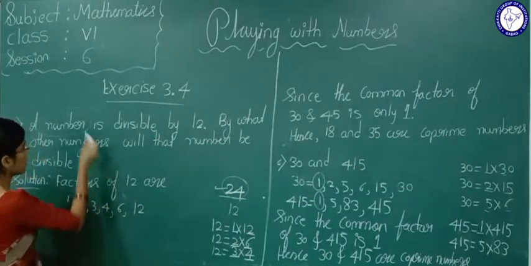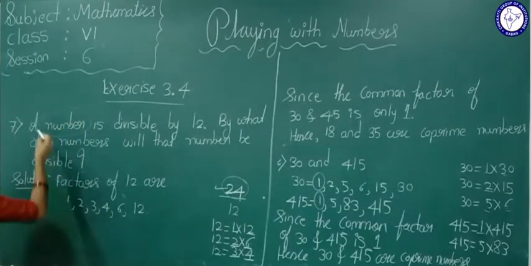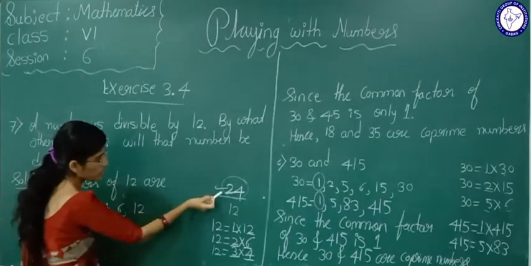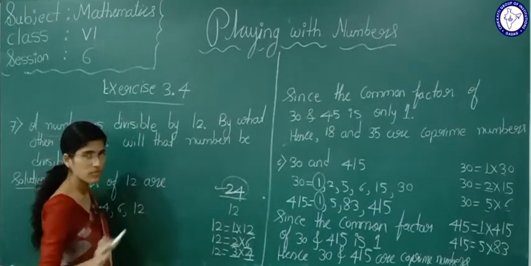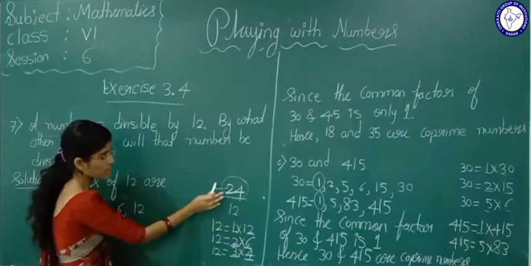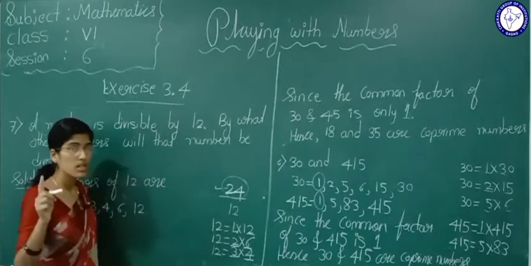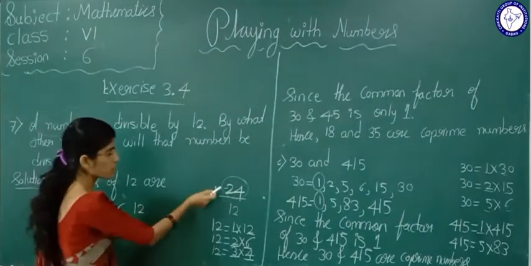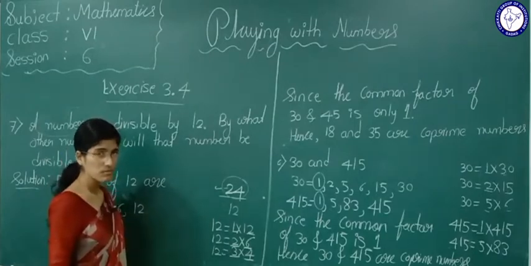Now see here, I am giving an example. A number is divisible by 12. Take this number as 24. 24 is divisible by 12. Divisible means, when you divide 24 by 12, the remainder you are going to get is 0. That is nothing but divisible. 24 is divisible by 12.